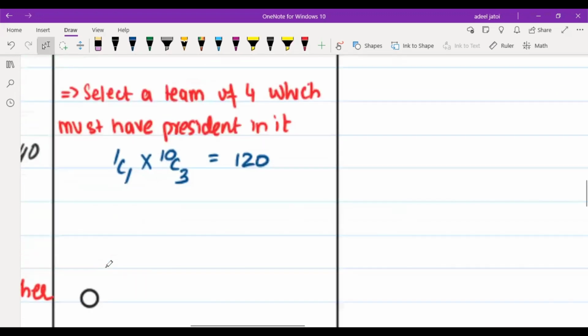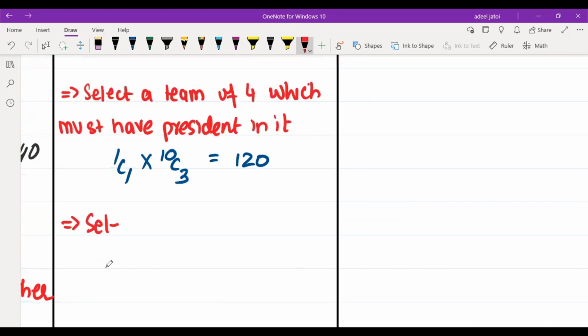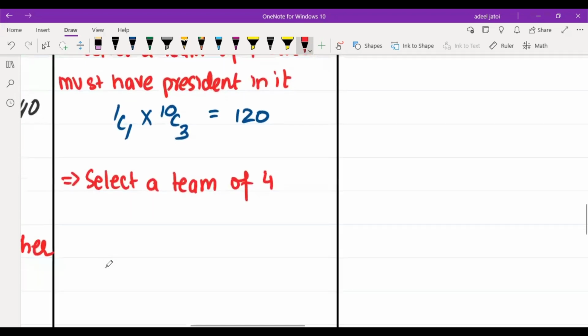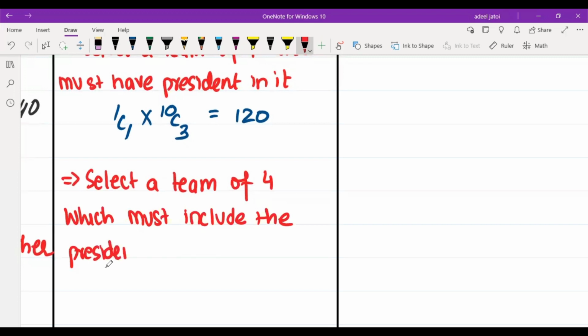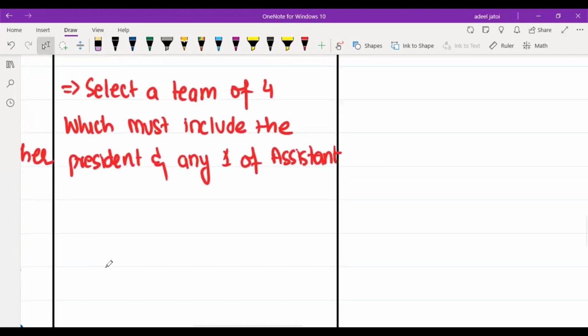Similarly, in the same way, the question says 1 president, 2 assistants, 8 members. Let's say we are to select a team of 4 which must include the president and any one of the assistants. To make it very clear, you had 11 people altogether, and out of those 11 you had 1 president, 2 assistants, and 8 members.